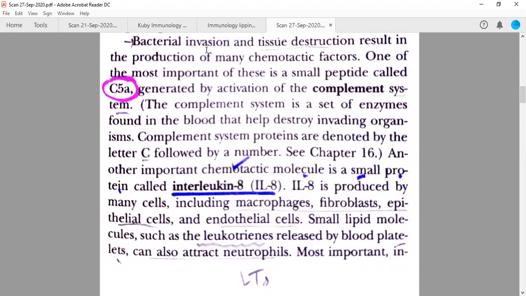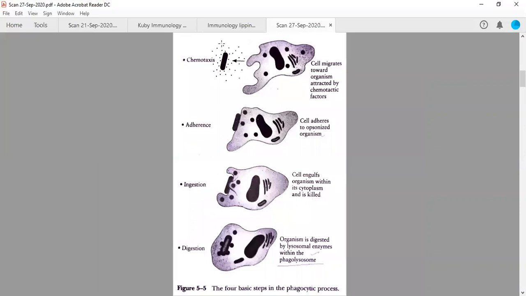So bacterial invasion and the tissue destruction result in the production of many chemotactic factors. One is a very important chemotactic factor, C5a. Why are we discussing C5a here? Because we are discussing chemotaxis. This bacteria is a single cell shown here, but in fact there are a large number of bacterial cells present in some tissue spaces, right?